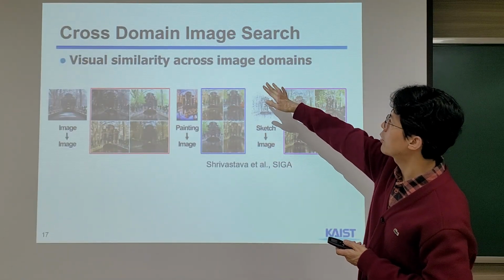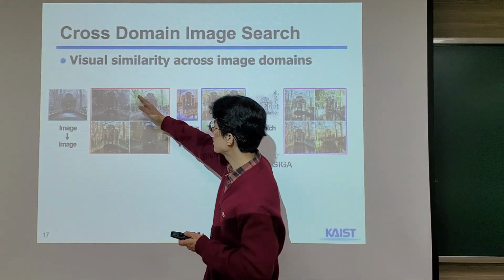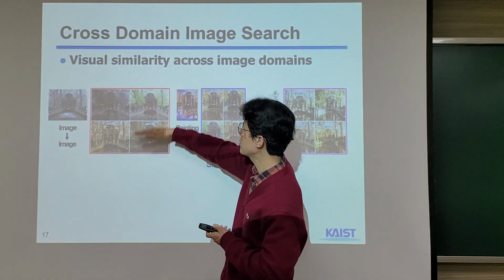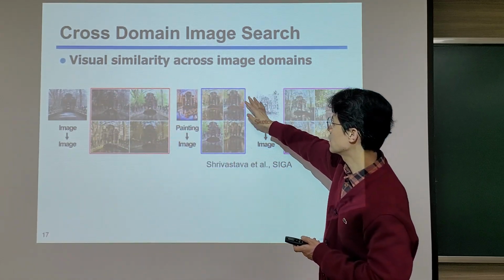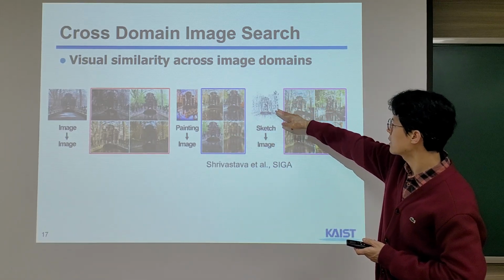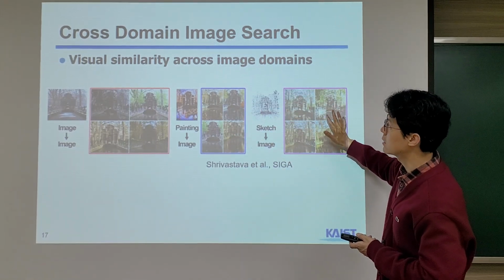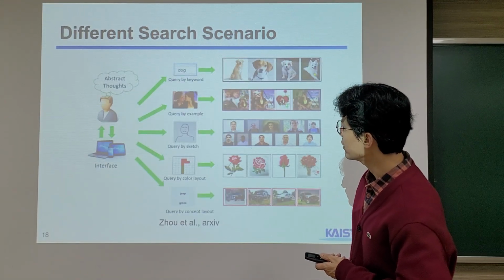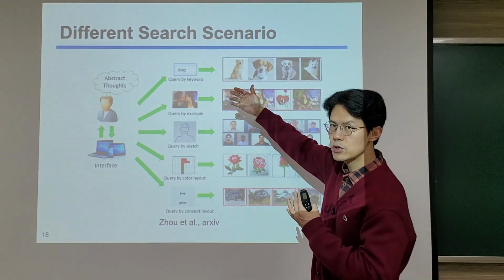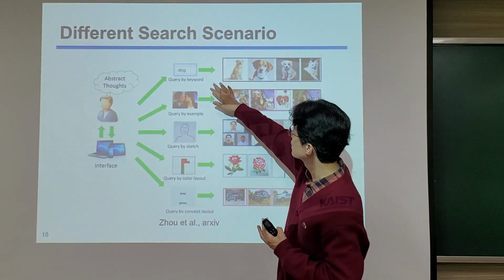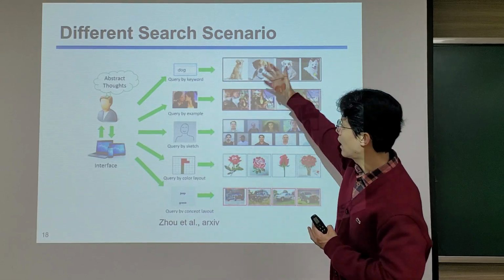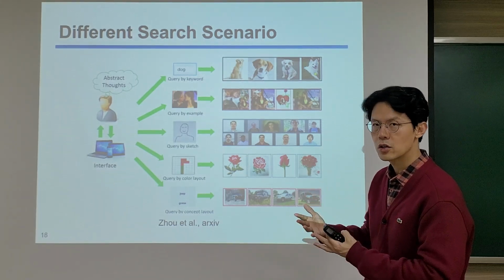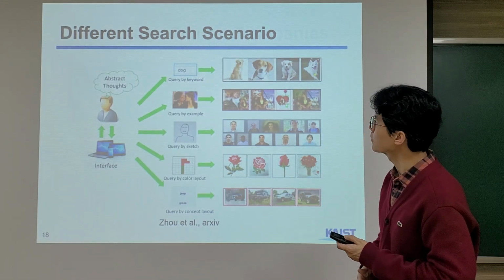Also, there are many cross-domain image searches. We can start with a painting, and given this query image, we can identify similar images, different types of paintings. We can also start with a sketch, and then identify these kinds of paintings. There are lots of techniques on cross-domain image search. The user can also provide many different types of input, such as text and sketch. Obviously, we need to understand the user's mind and intention, and then provide results.